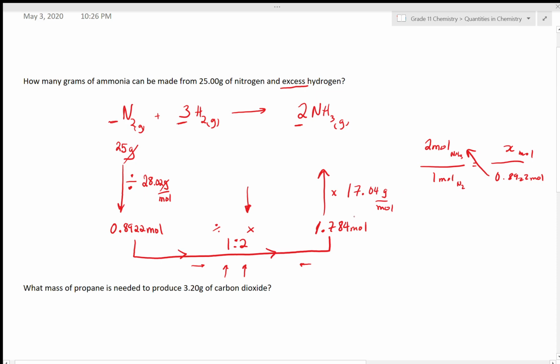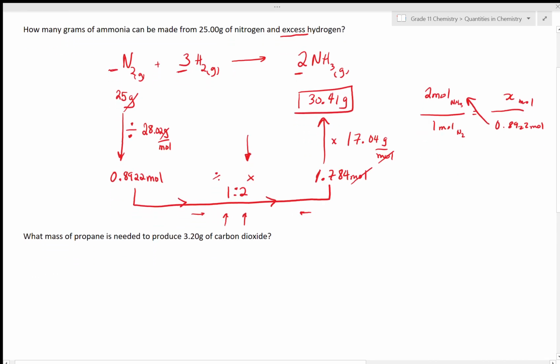In any case, when I take the 1.784 moles and I multiply it by the 17.04 grams per mole, my moles will cancel top and bottom, and I will produce a gram up here of 30.41 grams. And that is our final answer there. So let's go on to our next question.